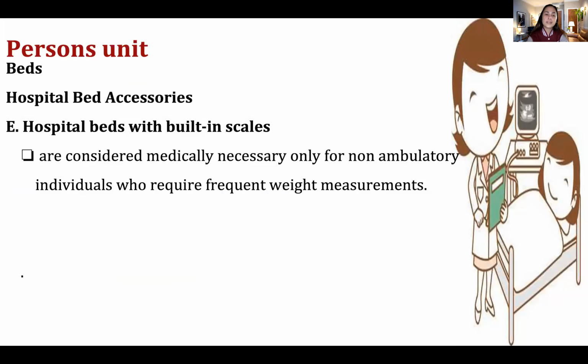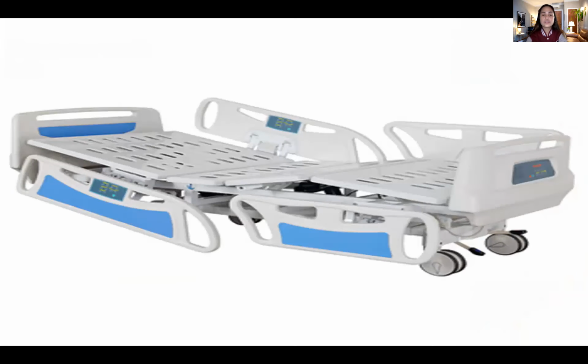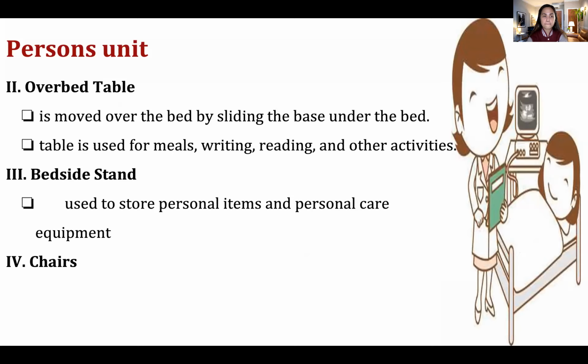We have hospital beds with built-in scales. It means that there is a weighing scale in that bed and it will cost a lot. So this is usually for patients who need to monitor their weight every day, like chronic kidney disease patients or those patients who have problems with their fluid and electrolytes.